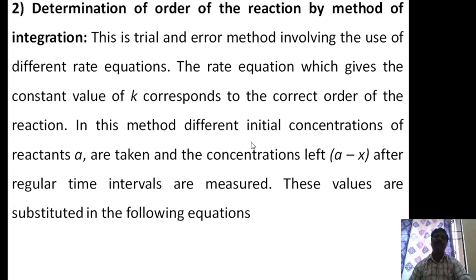In this method, different initial concentrations of reactant A are taken, and the concentration left, A minus X, is measured after regular intervals of time. These values are substituted in the following equation. Let the reaction have an initial concentration A, and X be the change in concentration in time t. After a certain time t, A minus X will be the remaining concentration left over at that interval of time. Then substitute these values in the following equation.